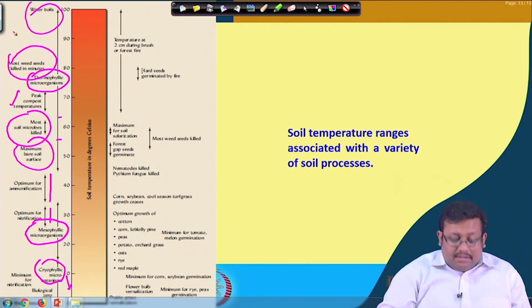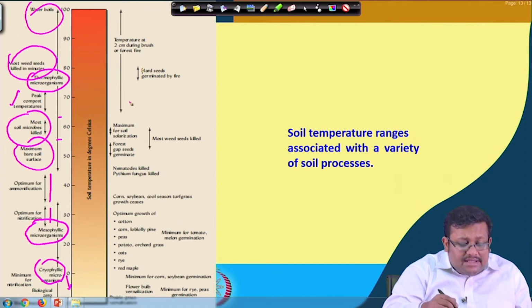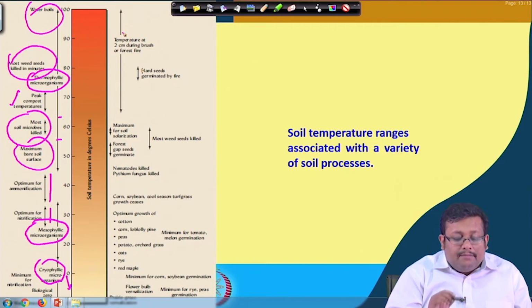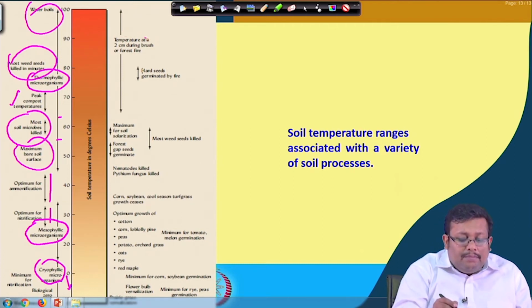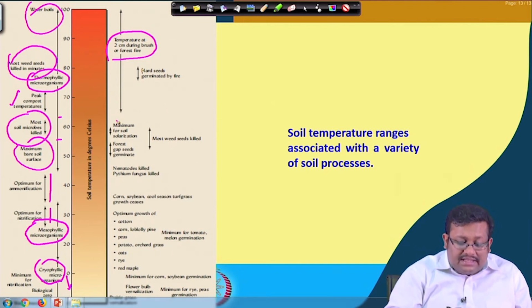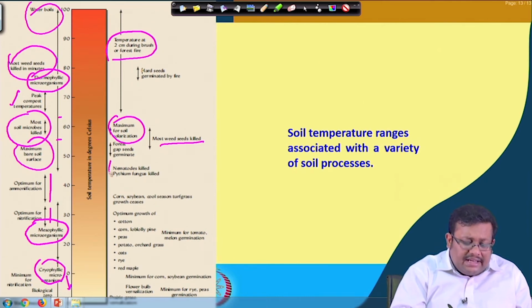the water will boil. And also this 60 to around 100 degrees centigrade range, you will see that temperature at 2 centimeter during a brush or forest fire. In case of brush or forest fire you will see the temperature will vary in this region, obviously. And also this temperature region, that is 55 to around 60, it will be maximum for soil solarization. So, most weed seeds are killed in this region around 55 to 60, and nematodes and Pythium fungus get killed around 45 to 50 degrees centigrade temperature.